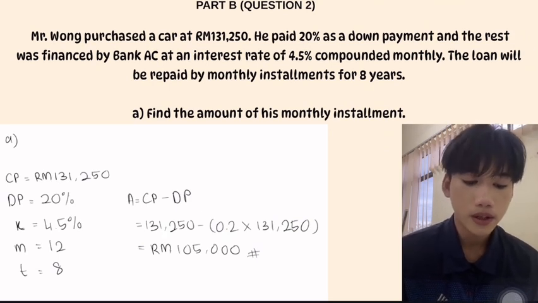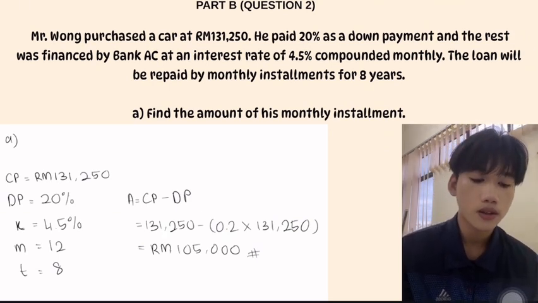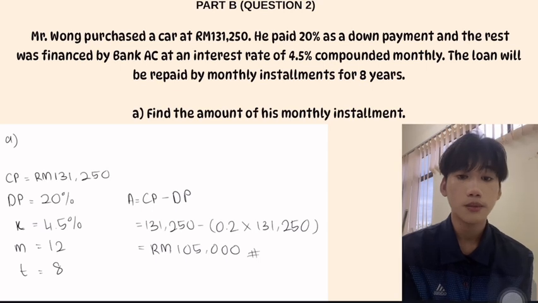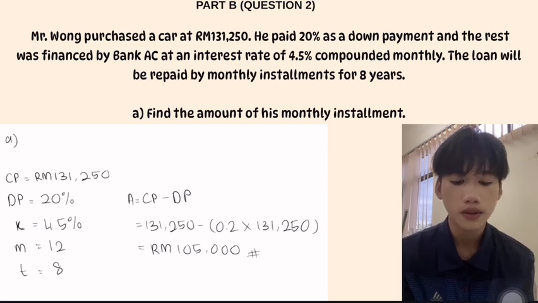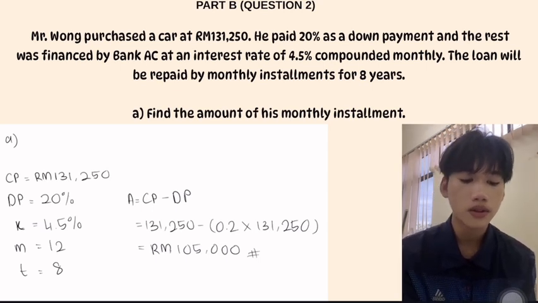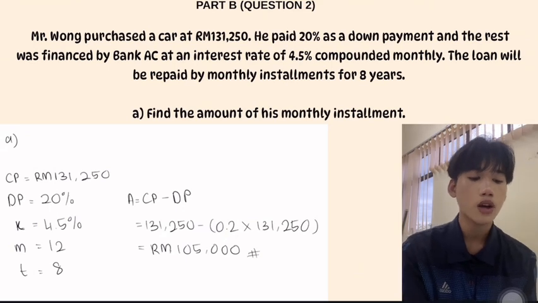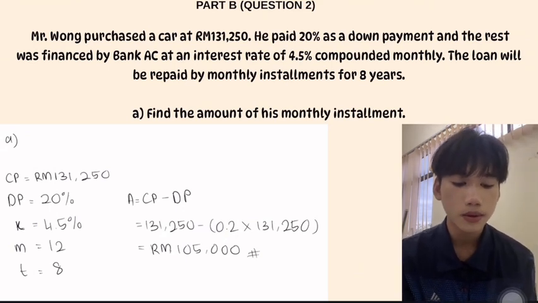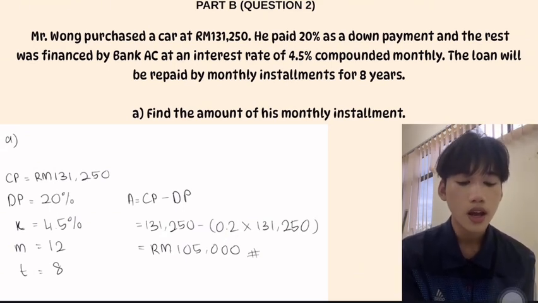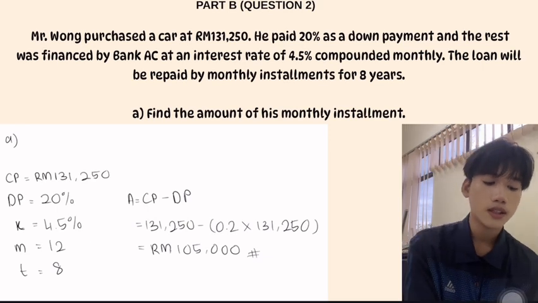Question 2 in part B. Mr. Wong purchased a car at RM131,250. He paid 20% as a down payment and the rest was financed by Bank AC at an interest rate of 4.5% compounded monthly. The loan will be repaid by monthly installments for 8 years. A. Find the amount of his monthly installment.